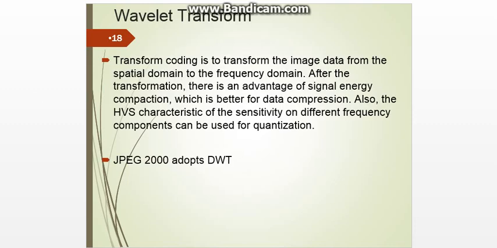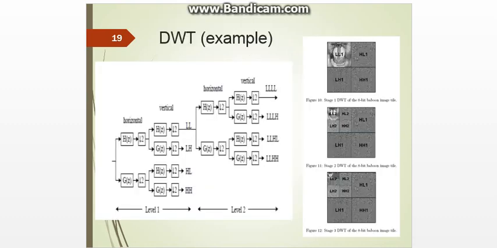Now the wavelet transform. The transform coding is to transform the image data from the spatial domain to the frequency domain. After the transformation, there is an advantage of signal energy compaction, which is better for data compression. Also, the HVS, that is human visual system, characteristics of the sensitivity to the different frequency components can be used for the quantization. In case of JPEG 2000, which uses the discrete wavelet transform, the 2-dimensional discrete wavelet transform is a series of low pass, high pass filtering and subsampling in both the horizontal and vertical directions.